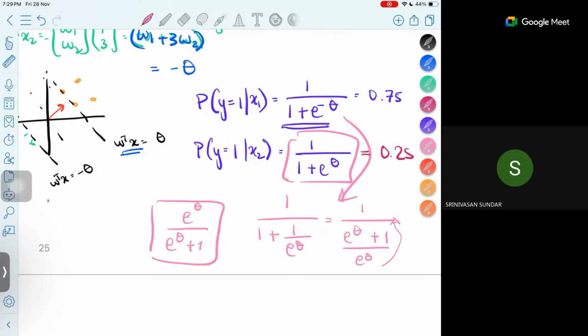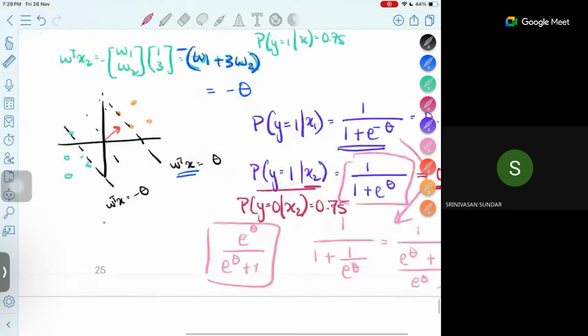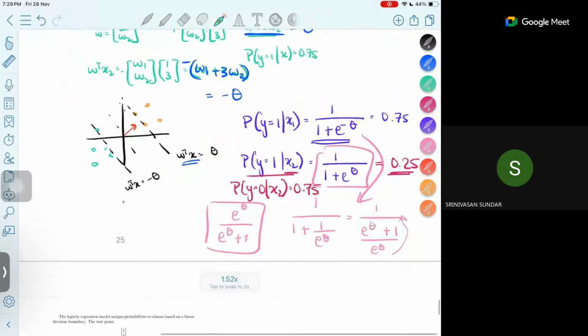So the probability that y is equal to 1 for the second point will be 0.25, which means the probability of y is equal to 0 for the second point is going to be 0.75. So we can also prove this mathematically. Of course, it's easier to see the geometric intuition behind this, but you can also prove this purely mathematically.